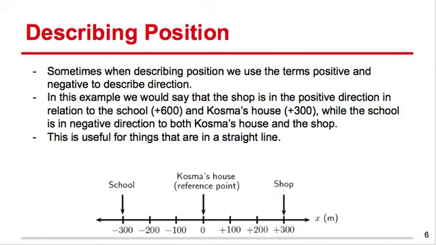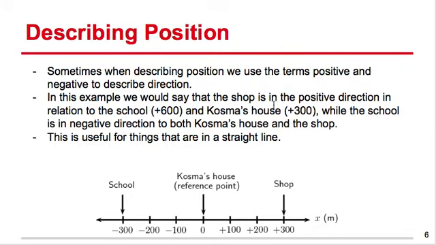Describing position. Sometimes when describing position we use the terms positive and negative to describe direction. In this example, we would say that the shop is in the positive direction in relation to the school. So, starting at the school, we use that as our reference point. That's going to be negative 300. To go to the shop, we're going to go up 600, so it's positive 600. So, negative 300 plus 300 gives you 0, plus another 300 gets you to 600. That's going to get you to the shop.